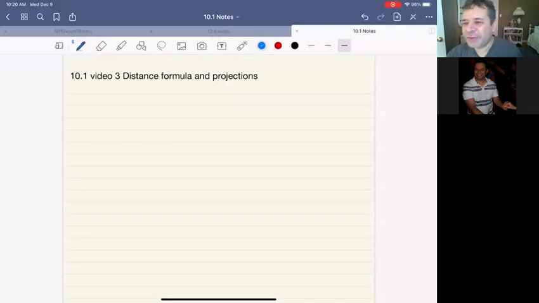Okay, I know I promised you 10.2 coming soon, but no, I was wrong. I forgot about something I wanted to do. So let's talk now. We're going to talk about the distance formula.